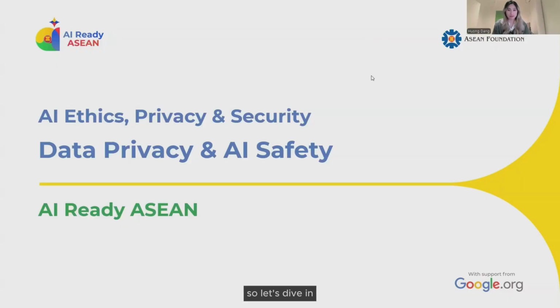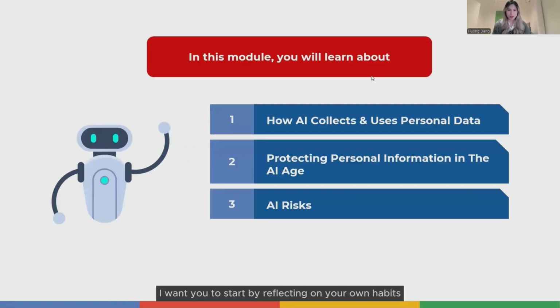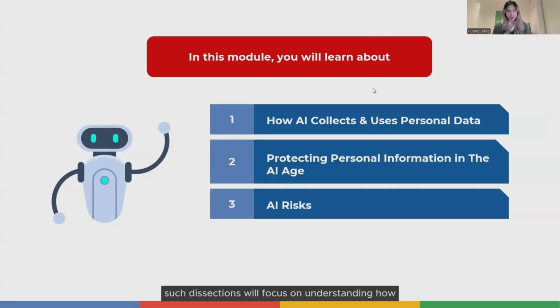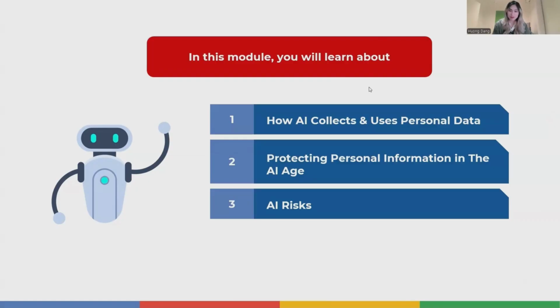So let's dive in. I want you to start by reflecting on your own habits. Think about all the personal information you share when you post on social media, when you shop online, or even just when you use your smartphone. Every interaction generates data that AI uses to understand your preferences and behavior. As such, these sections will focus on understanding how AI collects this data, what practical steps you can use to protect your personal information, and the risks that are involved.